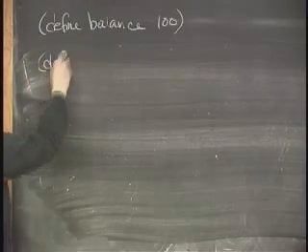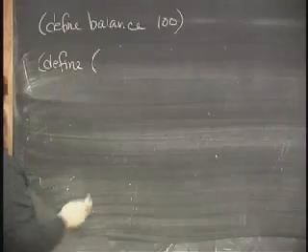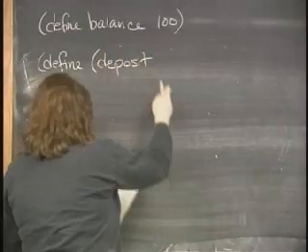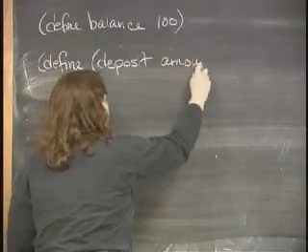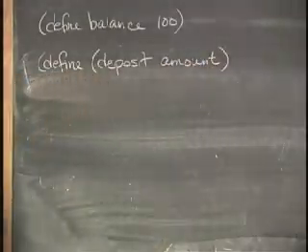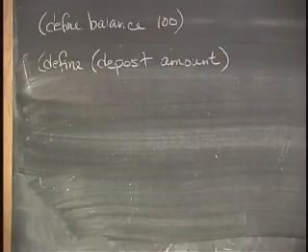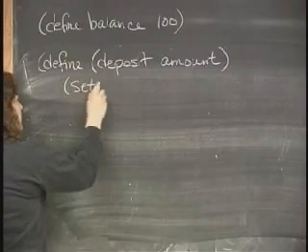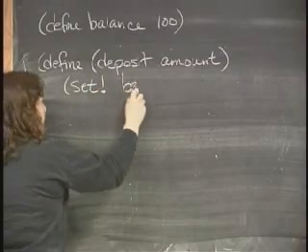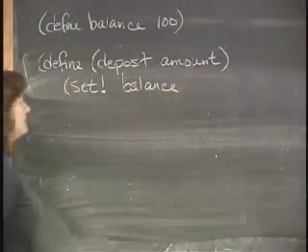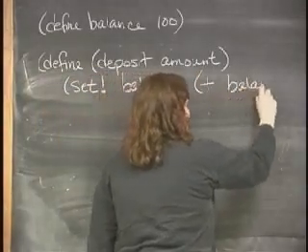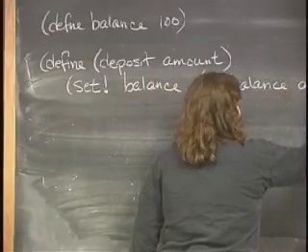a procedure to deposit money into that account. So I'm going to have deposit and some amount. And what I want to do is I want to increase my balance here by amount. So what I can write is set bang balance. I want balance to be updated to be the result of adding balance to the amount.